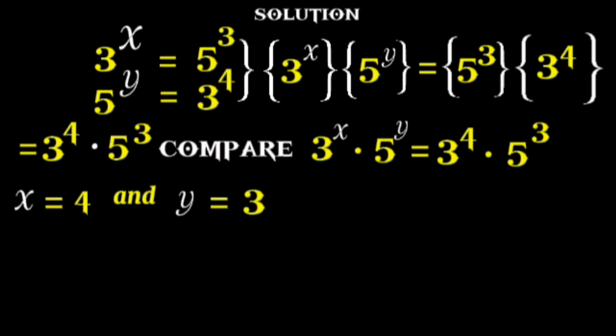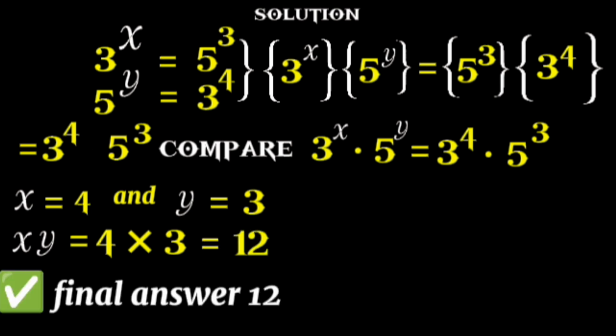So what is x multiplied by y? 4 multiplied by 3 equals 12. Just like that, something that looked complicated becomes beautifully simple.